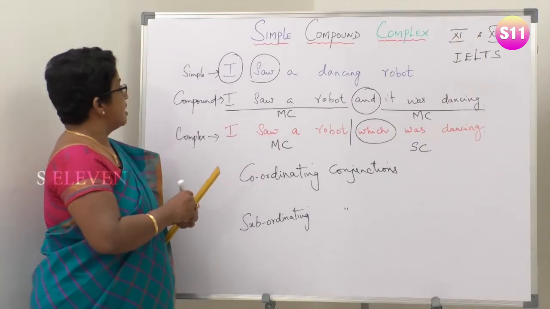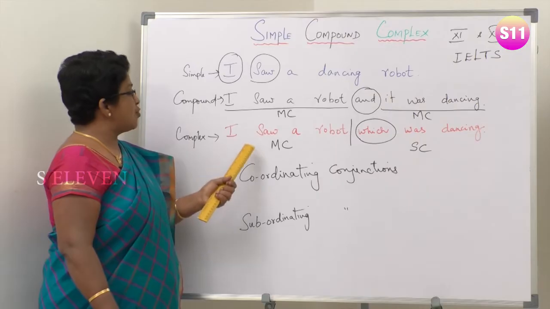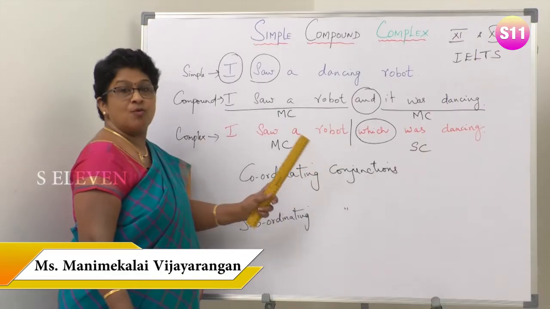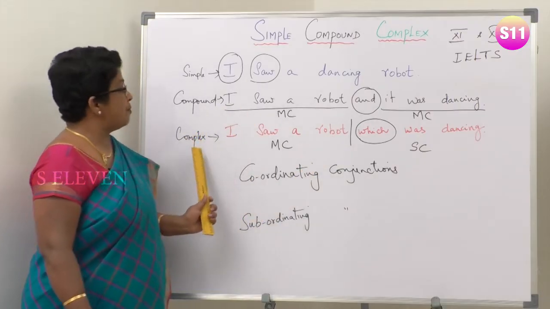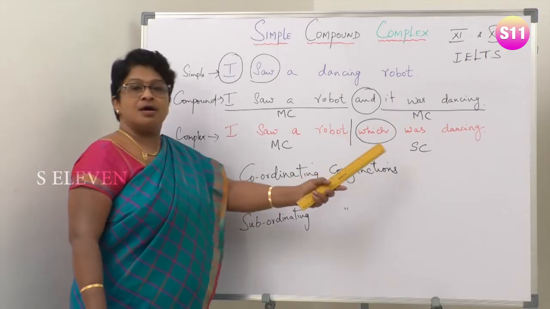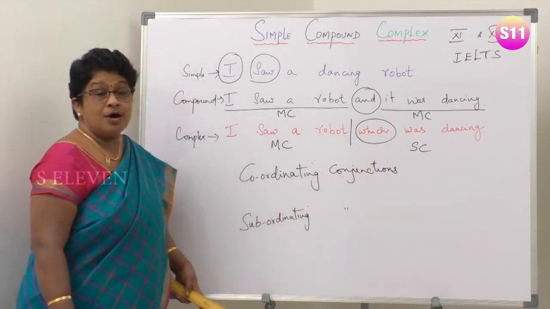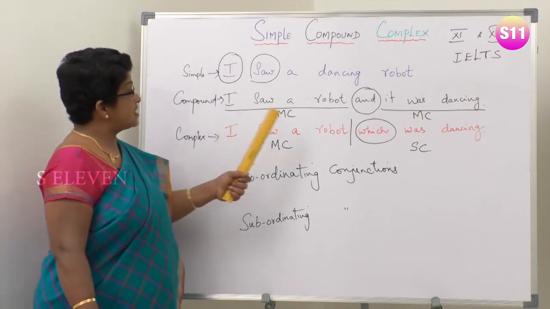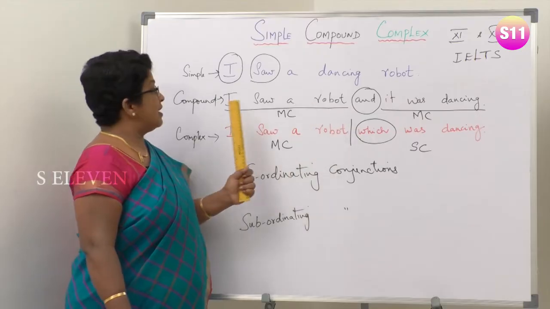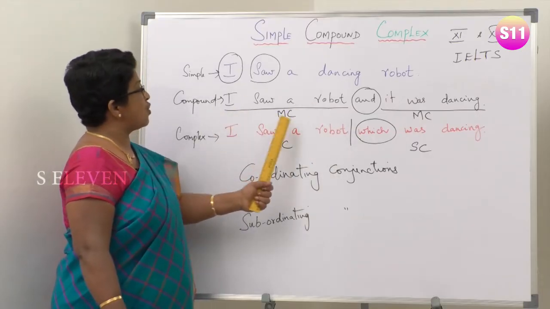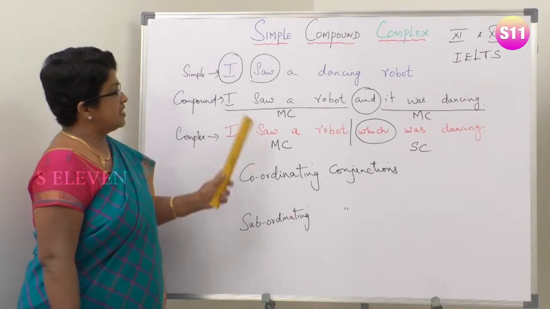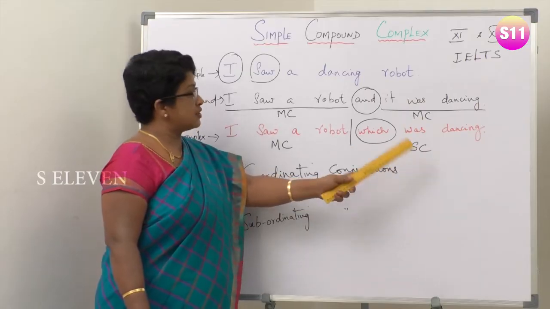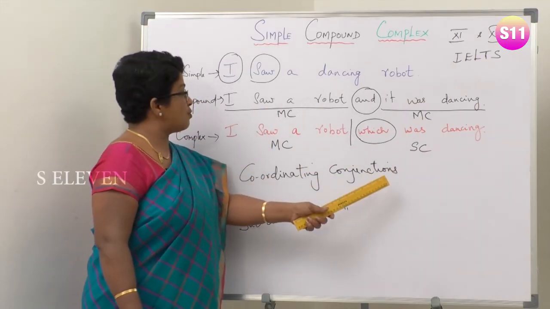I'll repeat again. The main difference between compound and complex sentences: compound will have two or more main clauses. They won't have a subordinate clause. Whereas complex sentences, they will have one main clause and one or more subordinate clauses. Now, let me tell you what is a main clause and a subordinate clause. Main clauses stand on their own. They give meaning. If you say, I saw a robot, it gives meaning. But if I just say, which was dancing, it doesn't give meaning. This is a subordinate clause. So that is the difference between a main clause and a subordinate clause.